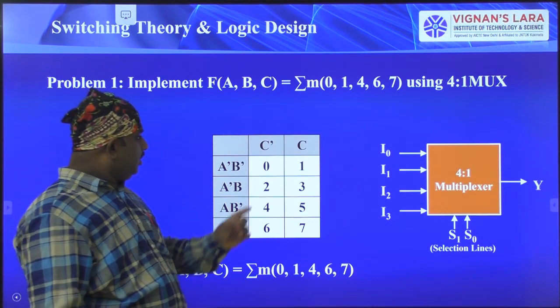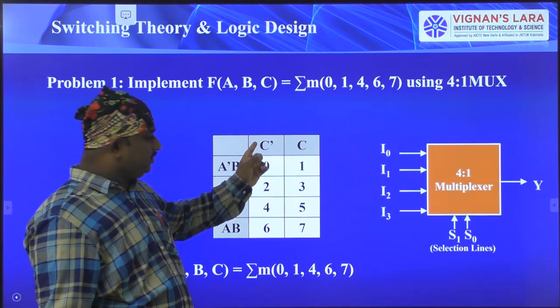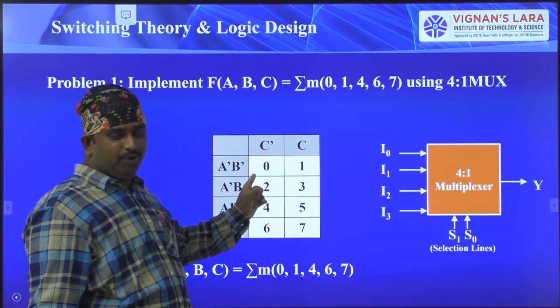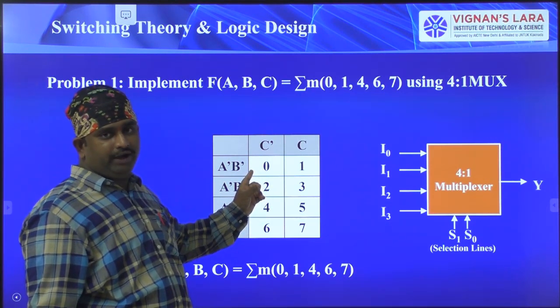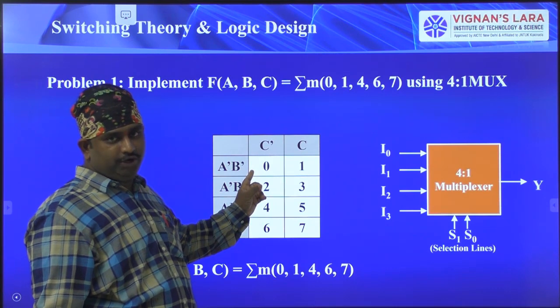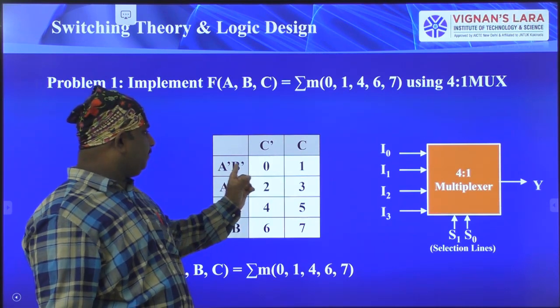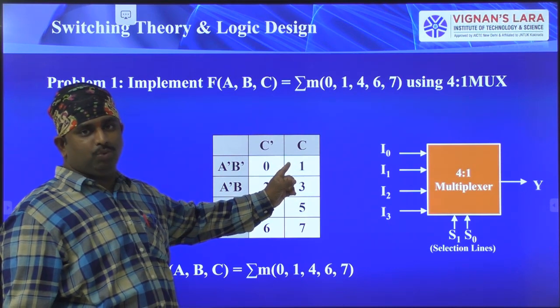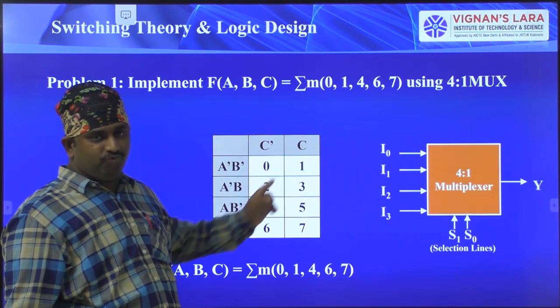Now see here, A bar, B bar, and this is C bar. So A bar, B bar, C bar, the minterm value I have written here. This is 0, that 0 indicates M0. And A bar, B bar, C is 0, 0, 1, that is minterm 1.